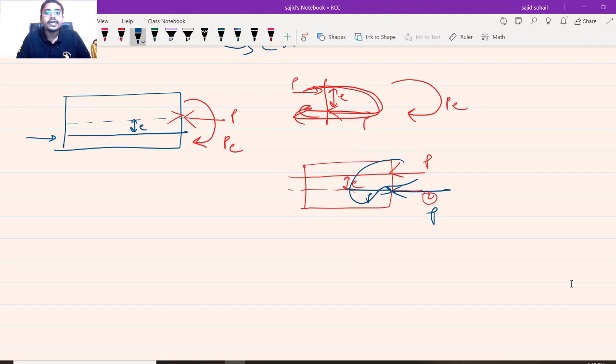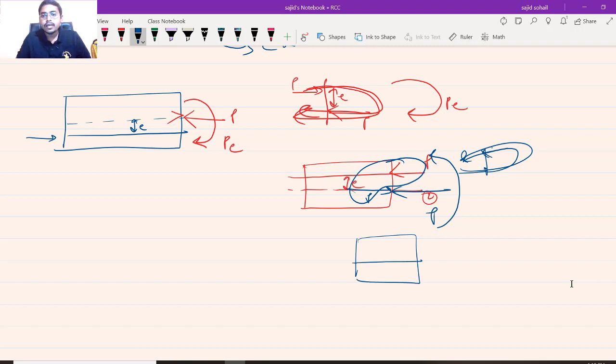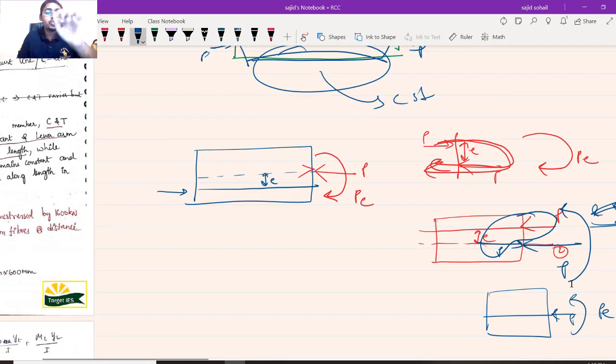Now you can clearly see it is a couple, right? It is something like this. So join it. You can clearly see it is going like this, right? So what is the moment being generated? You can write it as moment PE. I hope you are very clear about this. So this is how you have to shift the forces. Very important, because you might be knowing, but some of your friends might not be knowing. That's why I'm teaching from scratch. Okay. So now let us understand what is the formula of it.